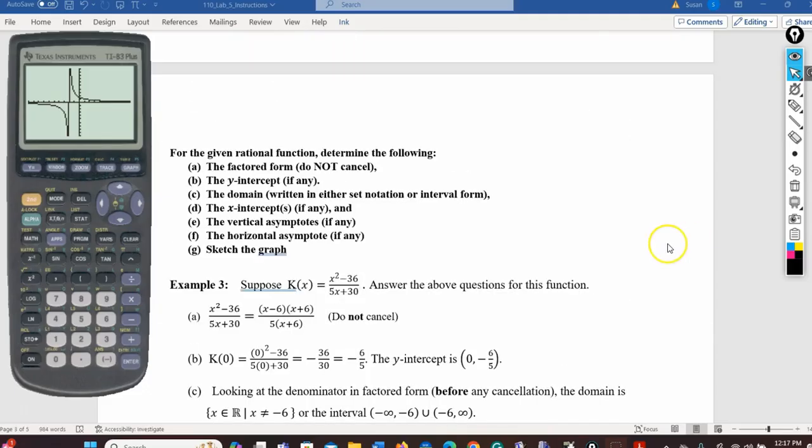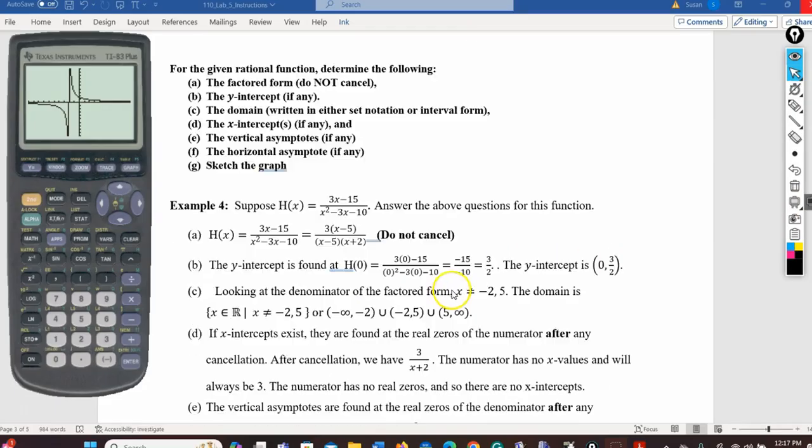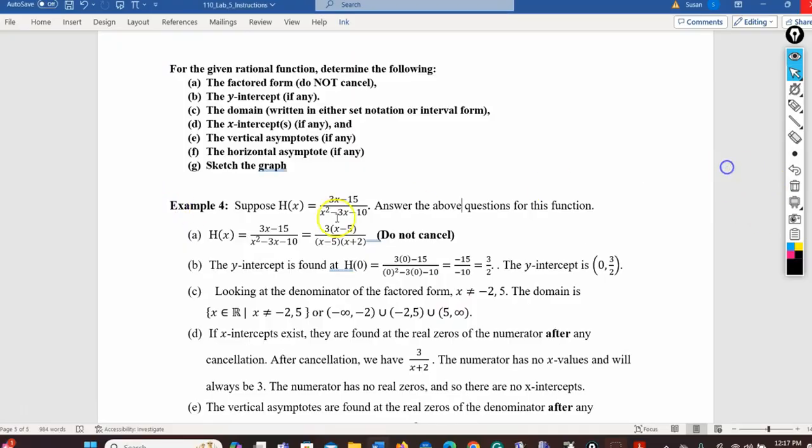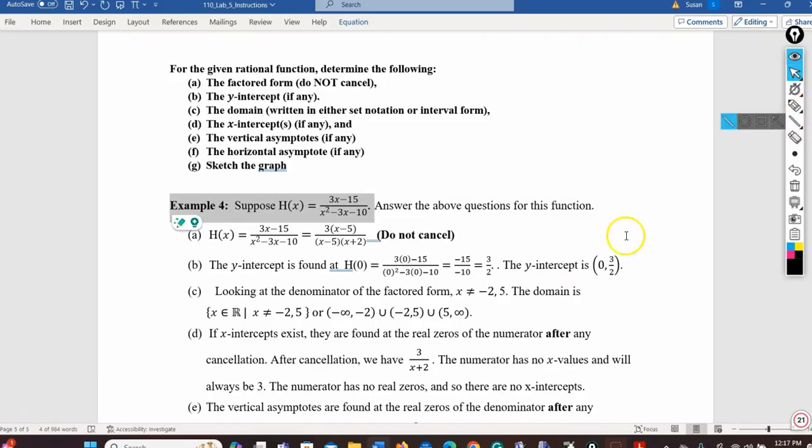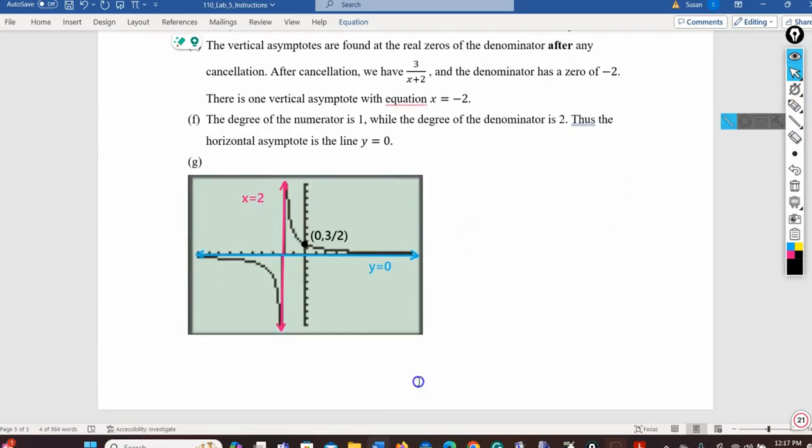Okay. Is it possible that you do not have a y-intercept? That could happen if you had. Well, let me do another one. Let me do an example 5.